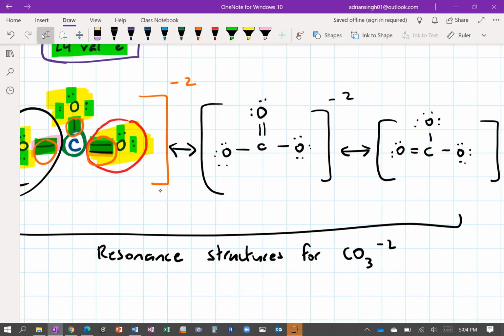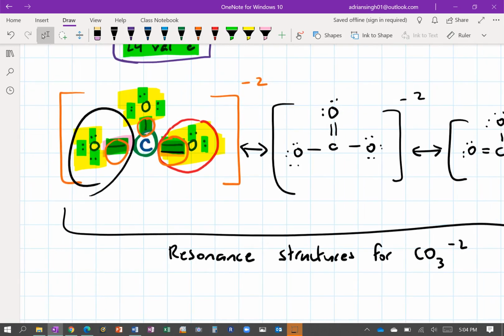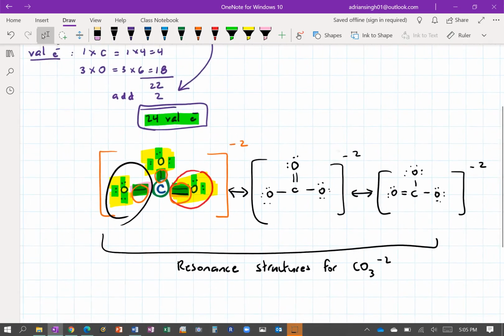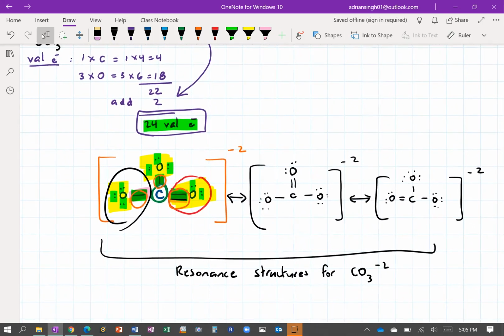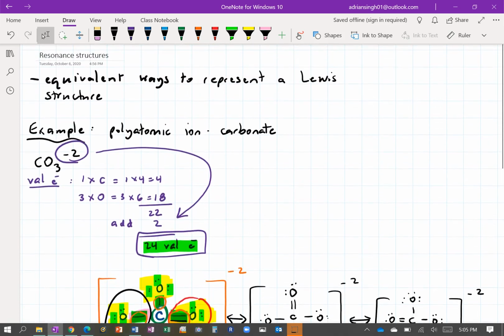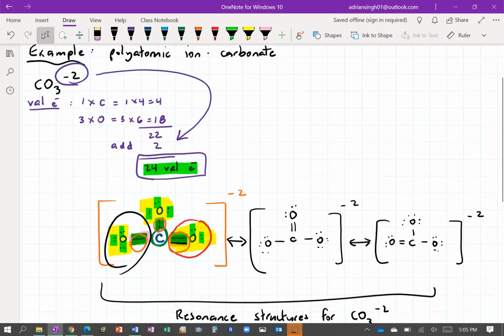All right, so in some cases you'll come across, I think your book does a good example of going through how you draw the resonance structures. This is another example here using the carbonate ion of where that can happen. And again, what these resonance structures are is just equivalent ways to represent your Lewis structures that still follow all the rules for drawing Lewis structures.